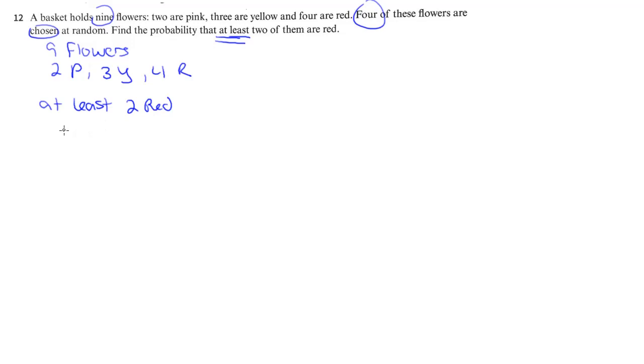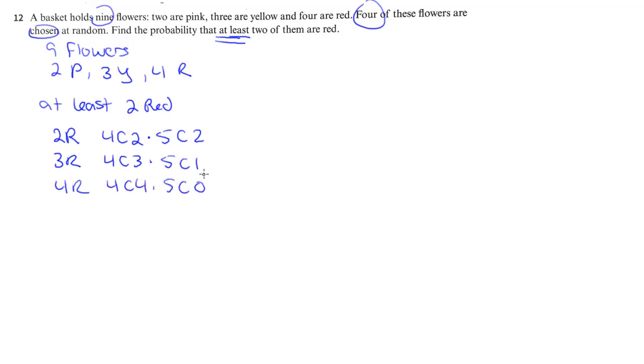So let's play out these different scenarios. One is I've got 2 red. That's the least I could have. And the way that could work is if I choose out of the 4 of them 2 and get red. Now the other flowers are just whatever flowers, so there's 5 of them, and I need 2 more to make my group of 4. Now if I have 3 red, well that's 4 choose 3, and then I only need 1 more out of the rest of the flowers. And if I have 4 red ones, well then I don't need any of the other flowers.